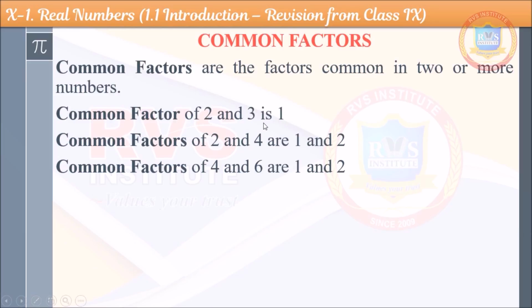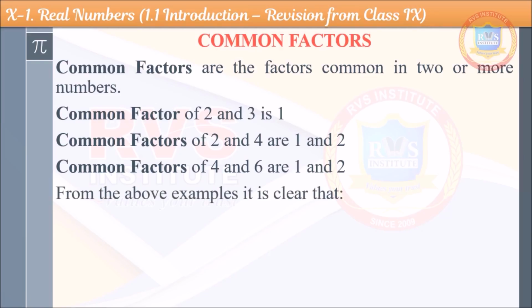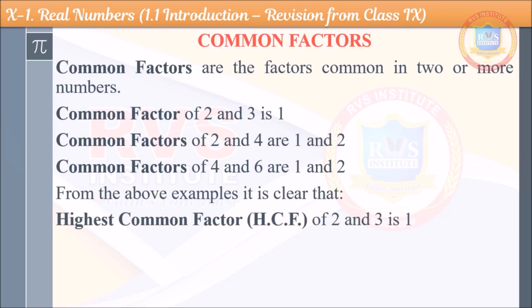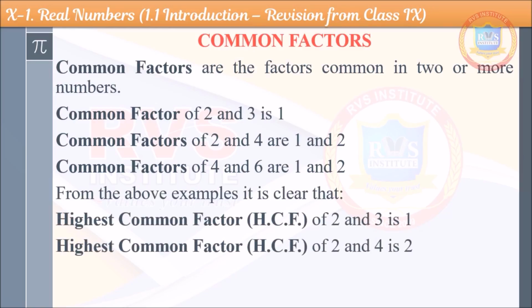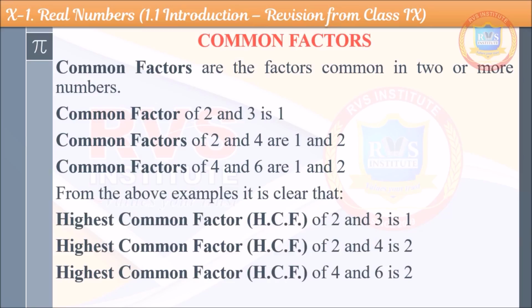As I told you, common factor of 2 and 3 is only 1. As in common factors of 2 and 4, there are 2 numbers 1 and 2, and the highest of them is 2. So highest common factor of 2 and 4 is 2. Common factors of 4 and 6 are 1 and 2, and the highest of them is 2. So 2 is what? 2 is the highest common factor of 4 and 6. So it's very easy to understand. From the above examples, it is clear that highest common factor of 2 and 3 is 1, highest common factor of 2 and 4 is 2, highest common factor of 4 and 6 is 2.